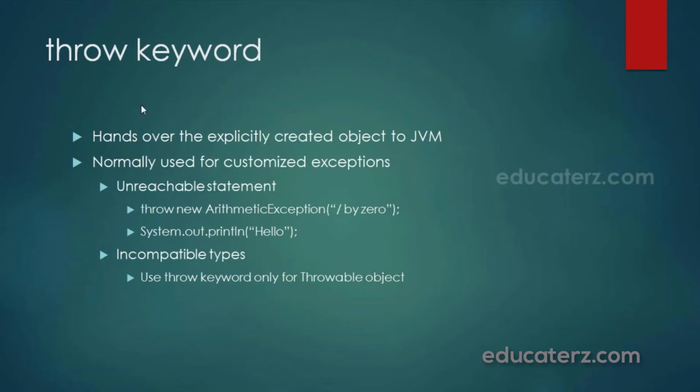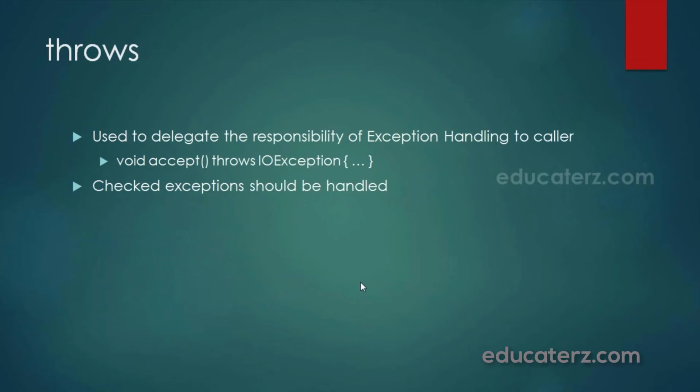So here throw is a keyword used to hand over the explicitly created exception object to the JVM, and it is normally used for throwing customized exceptions, that is, user defined exceptions. And we have seen the unreachable statement. If we write any statement after the throw statement, that code is not reachable. And moreover, we use the throw keyword only for throwable objects.